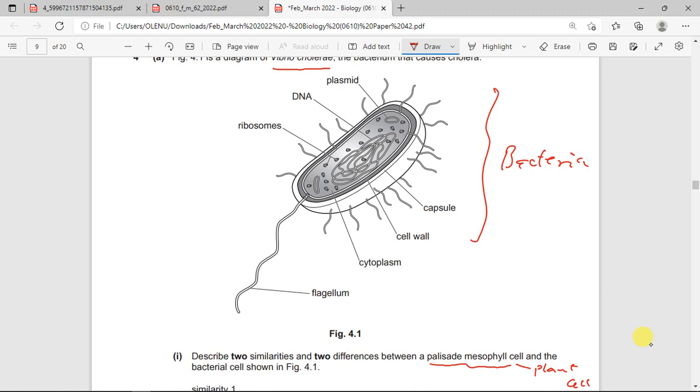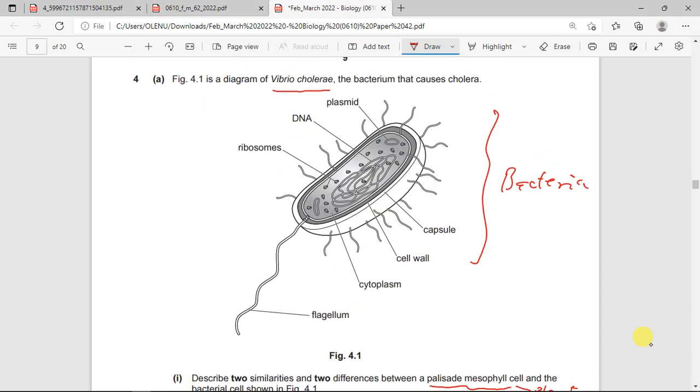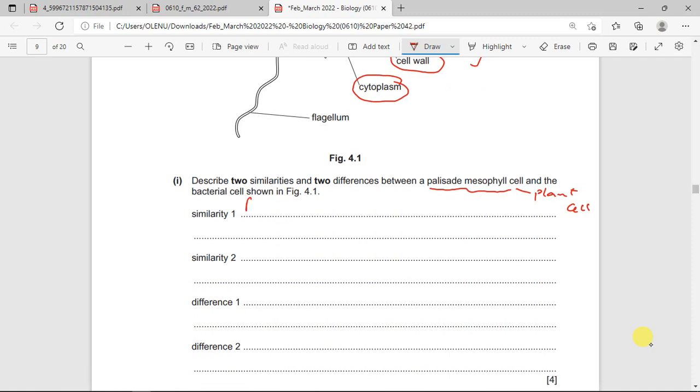So what they are asking is that we should give 2 similarities and 2 differences between a plant cell and this bacteria. If you look at the diagram, both of them have ribosomes, that's a similarity. Both have cytoplasm. Both have a cell wall. Both have DNA. Both have a cell membrane.